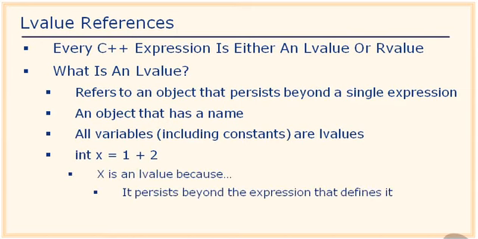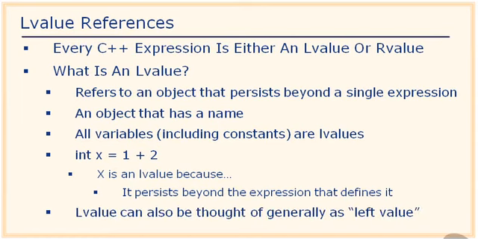I've already mentioned it persists beyond the expression that defines it. So once we move to the next line after integer x equals 1 plus 2, x is still going to be around. Now 1 plus 2, as far as this program is concerned, is not around anymore. The concept of 1 and 2 is still around, but 1 plus 2 has been used and it goes away. But x still persists. Now again, this can generally be thought of as a left value. That's what an L value is.